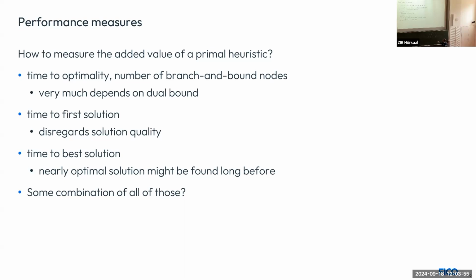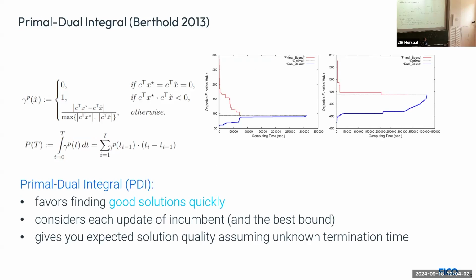Again, maybe not the perfect thing. So the question was, is there some combination of all these measures? And the answer is yes, there is. And it's a measure that's pretty useful in practice, because to the best of my knowledge, many major MIP solvers use this today as a measure for evaluating their progress in their software. And that's the primal dual integral.